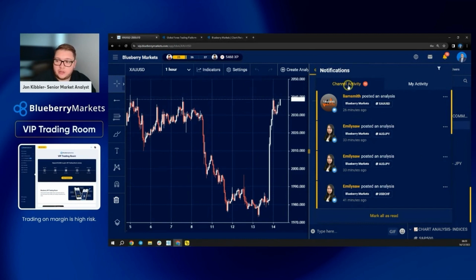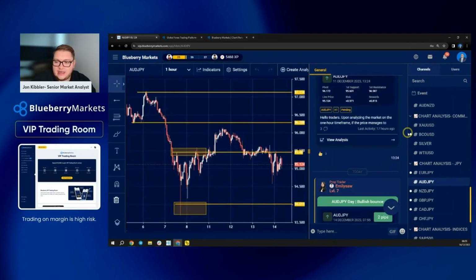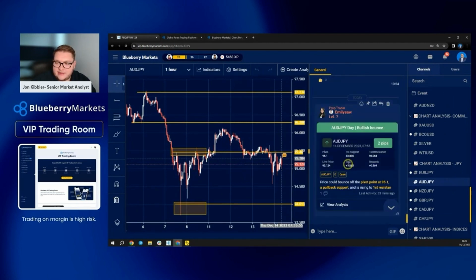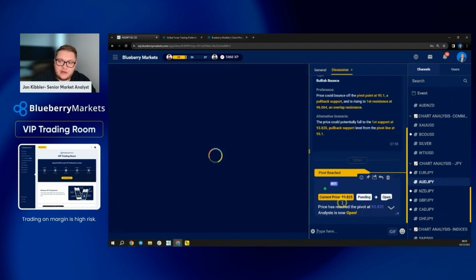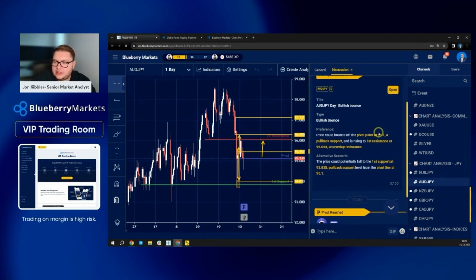within the community. Okay, so let's say you wanted to go and take a look at Emily's analysis here on Aussie yen. You can click onto Emily's analysis. It'll go over to Aussie yen, and you can see that there is Emily's analysis here, and we can go click view analysis and have a little look at that information that Emily has put within that area. You can see all the highlighted text. You can hover over those and see exactly what Emily is talking about within her analysis.